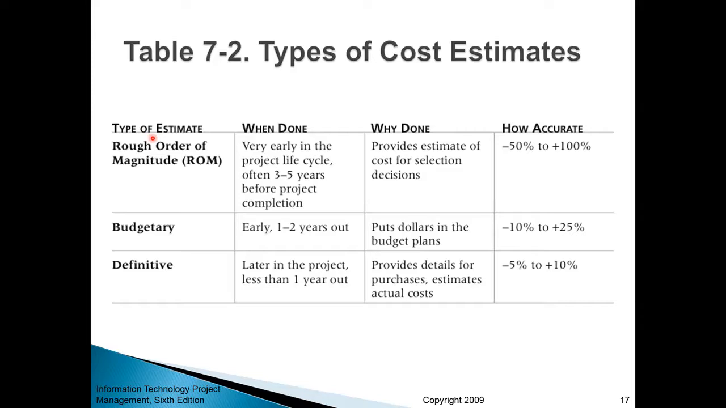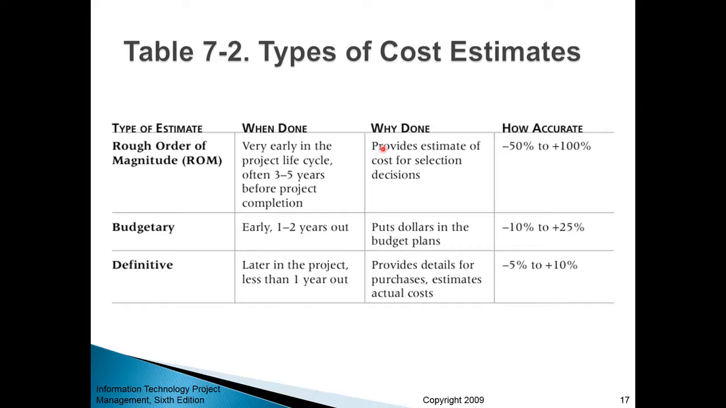There are three main types of cost estimates. The first type is called rough order of magnitude, or ROM. Those estimates are done very early in the project life cycle, sometimes 3 to 5 years before actual project completion. Why is it done? It is done to provide an estimate of cost for selection decisions.